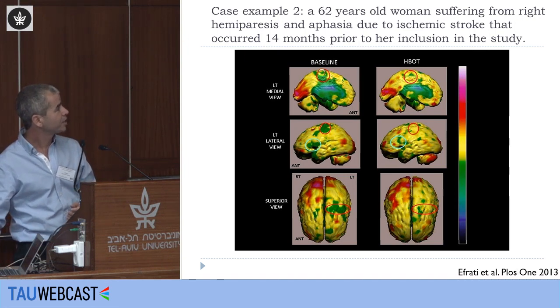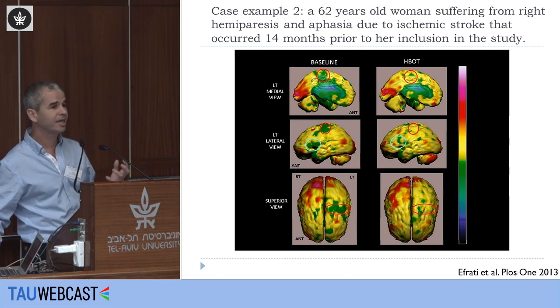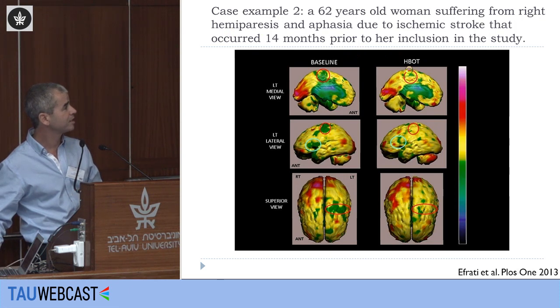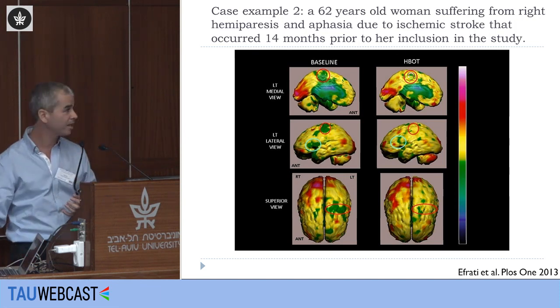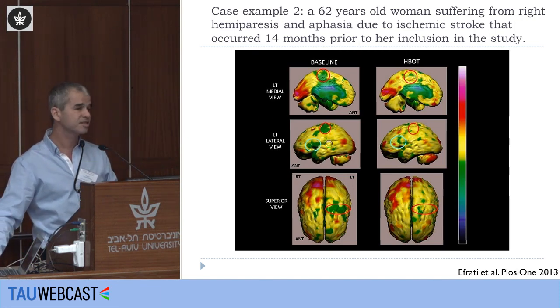In this example, you can see that this woman could not move her right hand and leg for 14 months. She's part of the study. After the treatment, we can see that the area responsible for the hand and leg movement starts to be activated. And indeed, clinically, she started to move her hand and leg. She could not speak. This is the Broca area; she could not say a word. She had aphasia. After the treatment, you can see that the Broca area was activated and she can speak again.